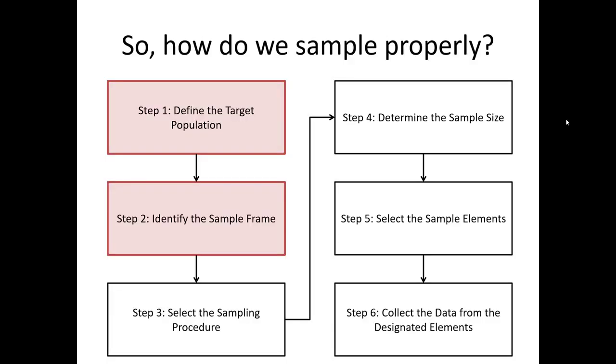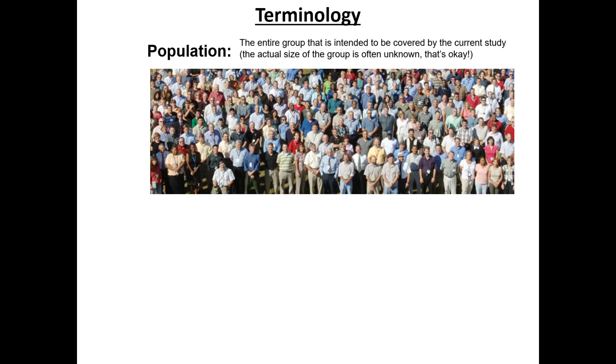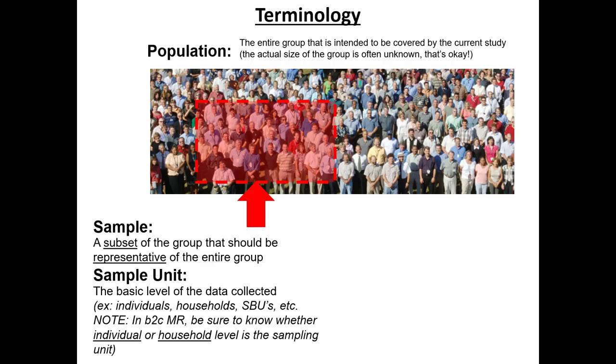If we're going to engage in the sampling process, we need to first complete the first two steps, defining the target population and identifying the sampling frame. First, a little terminology. When we use the phrase population in the context of sampling, what we mean is the entire group that is intended to be covered by the current study. In many cases, we don't actually know the actual size or quantity of this group, and that's fine. A sample is a subset of the group that should be representative of the entire group.